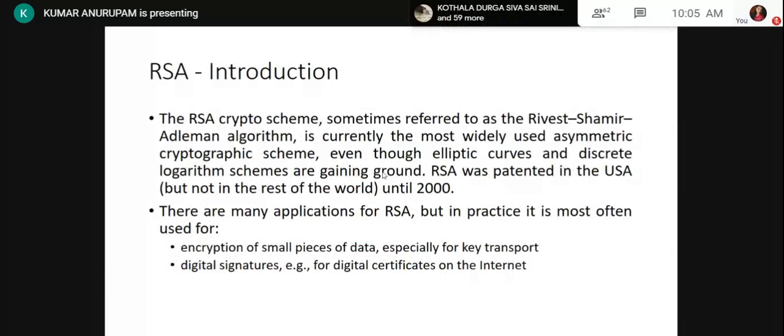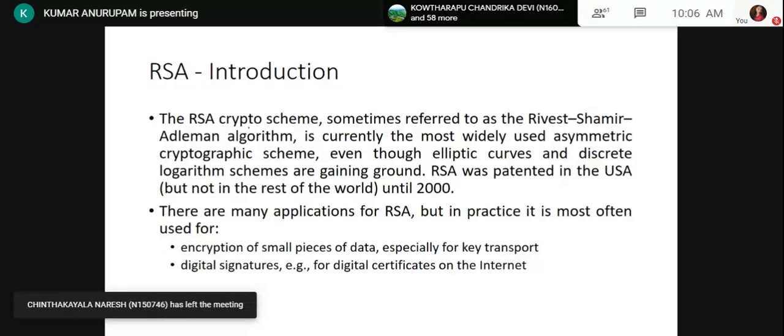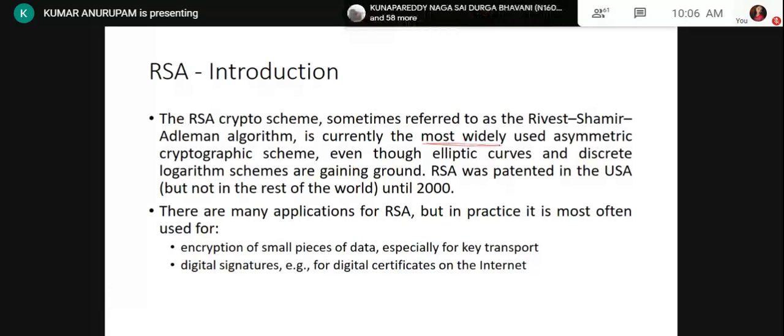Sometimes this is also called the Rivest-Shamir-Adleman algorithm, and currently it is the most widely used asymmetric cryptographic scheme. So it's the most widely used. The reason is that it is simple, yet it is complex to break. Okay, so that is one good thing about RSA. It's simple, but it is complex to break.